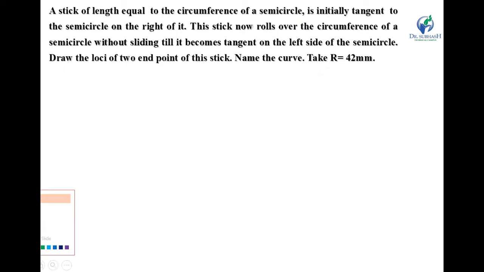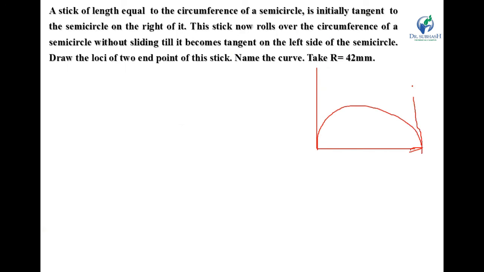So here we have to draw first of all a semicircle of radius 42 mm. Now one stick is there. It is tangent to this semicircle on one side. Now this stick will roll on this semicircle and finally it will come here. So we have to draw the locus of these two end points of this stick.